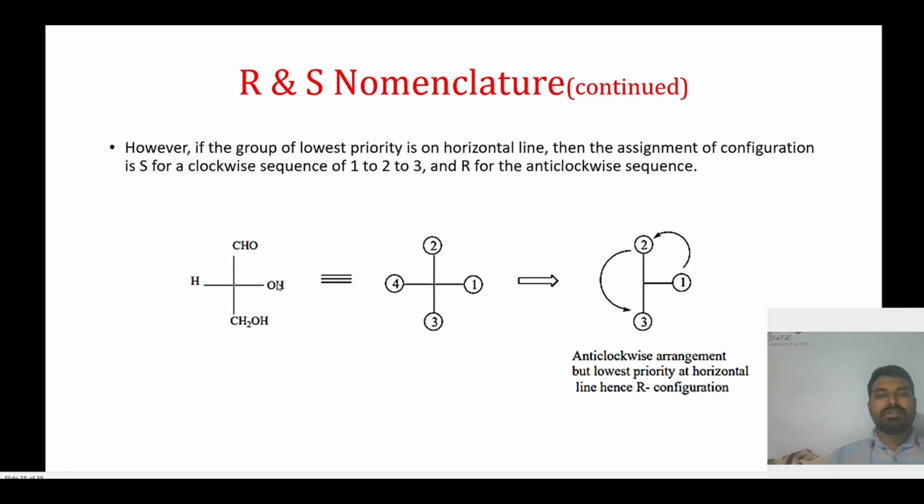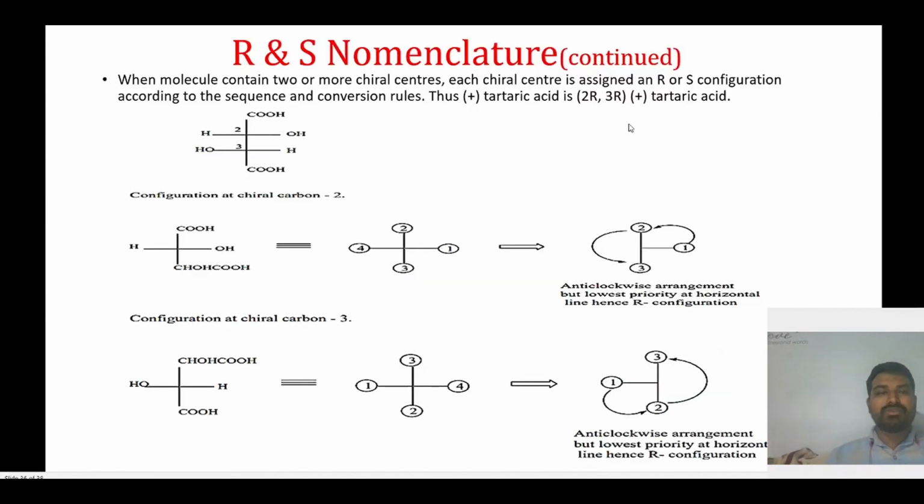Now this group is of higher priority because O is attached directly to carbon, this is of second priority, this is third and this is fourth. Now first, second, third, we are going like this in an anti-clockwise direction. The lowest priority is on the horizontal line, so it is R configuration. Actually it is moving anti-clockwise.